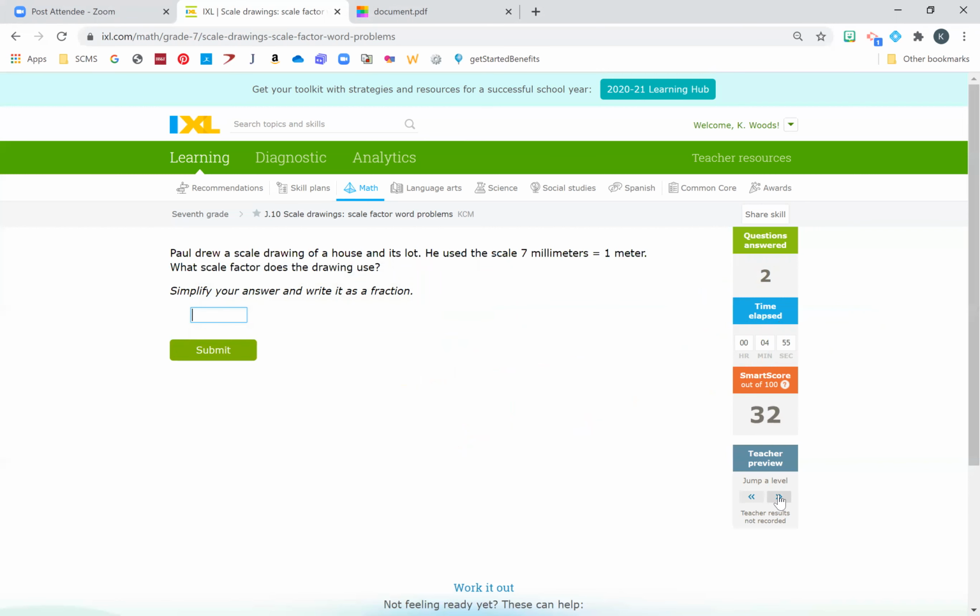Okay, this one says Paul drew a scale drawing of a house and its lot. He used the scale 7 millimeters equals 1 meter. What scale factor does the drawing use? Just like Ms. Gross had done, let me pull up my annotation here. My pen always wants to act up when I'm on here. Okay, so we would have 7 millimeters on top, 1 meter on the bottom. Correct, Ms. Gross? Yes. Okay.